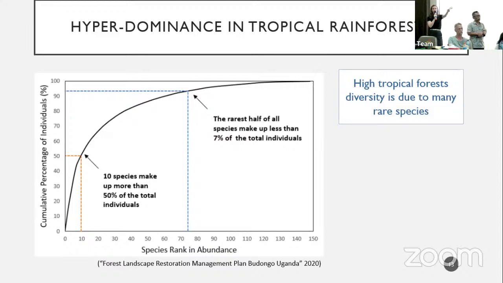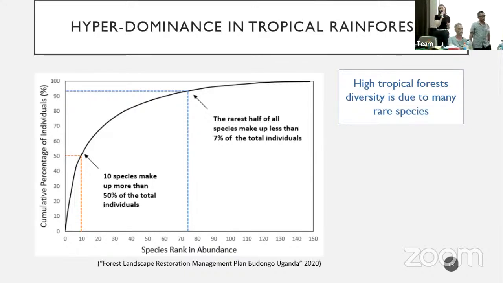When we graph that out here, this is an example from Uganda, but we also see this in Central America and throughout the tropics. In this case, 10 species from this forest inventory made up more than 50% of the total individuals. So just 10 species were found, and the probability of finding these 10 species in a plot anywhere in the forest was very high. On the other hand, the rarest half of all species made up less than 7% of the total individuals.